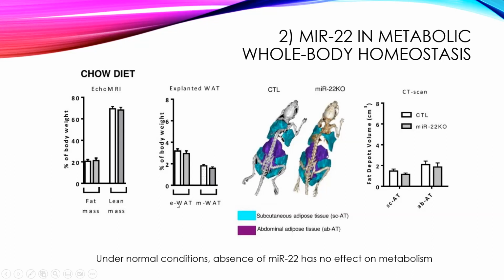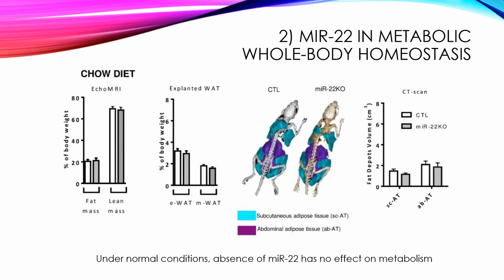After sacrifice, we observed that even the white adipose tissues were exactly the same. Through CT scan here, which is represented, you can see in blue and purple, either the subcutaneous or abdominal adipose tissues were the same. So we could conclude that under normal conditions, the absence of miR22 had no seeming effect on metabolism, on whole body metabolism.